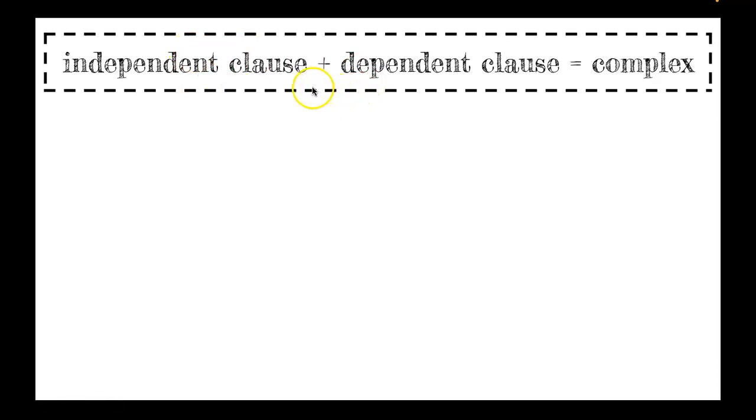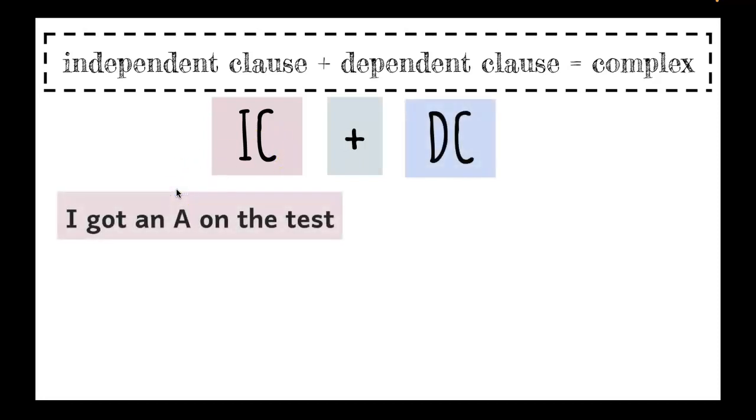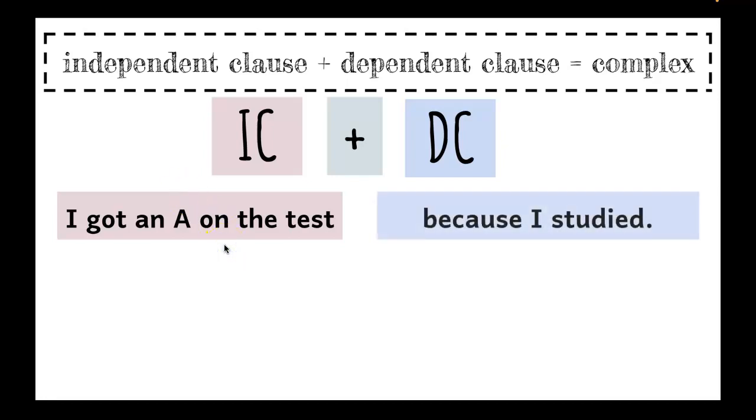Now, we could have our independent clause at the beginning and the dependent clause at the end. An independent clause is a complete sentence. I got an A on the test. If I want to expand on that idea, make that sentence a little more descriptive, I could add a dependent clause. I got an A on the test because I studied.